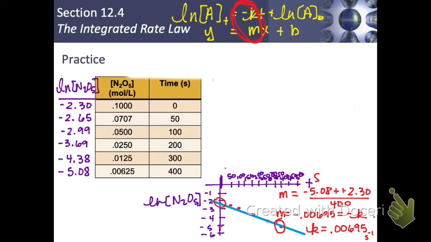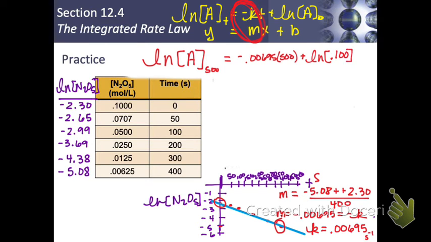If I want to know the concentration after 500 seconds, I'm going to take the natural log of my concentration at 500 seconds. You don't have to write the time there if you don't want to. Remember, this is just like a label for us. You're not multiplying it by 500 or anything like that. We're just saying the concentration at 500 seconds equals negative 0.00695 times 500 seconds plus the natural log of my initial concentration, which was 0.10.